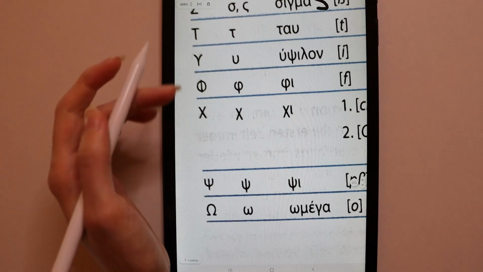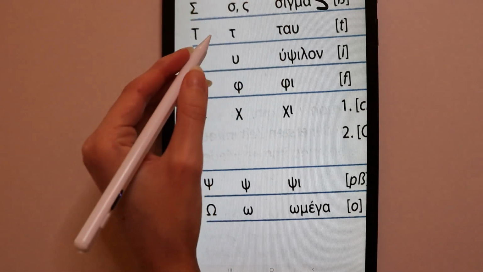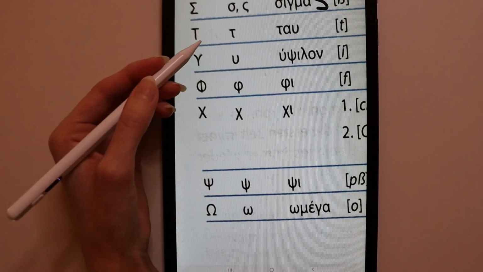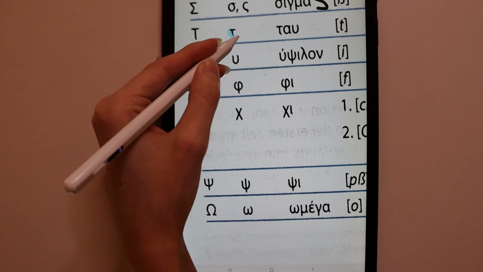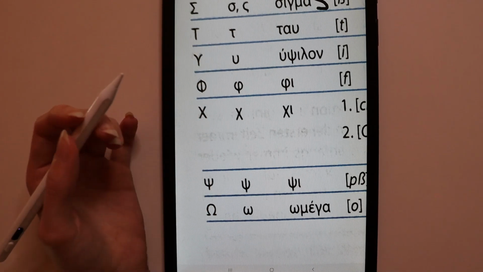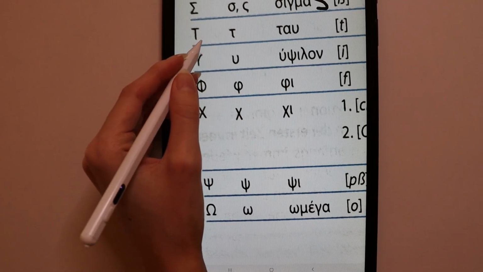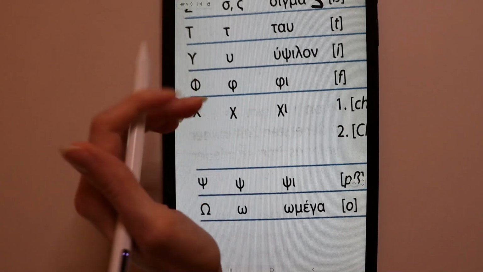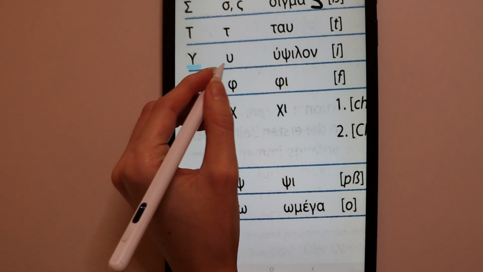And then we have tau. Tau is a T, and it looks just like in the Latin alphabet. The lowercase letter looks like the uppercase letter, but it's a bit shorter, with a small line up like this. But it's a T, just as in English. So tau is a regular T. Now we have upsilon.